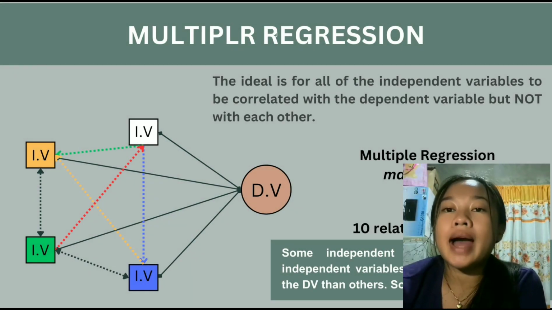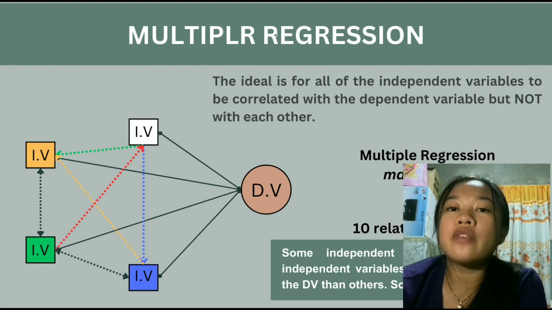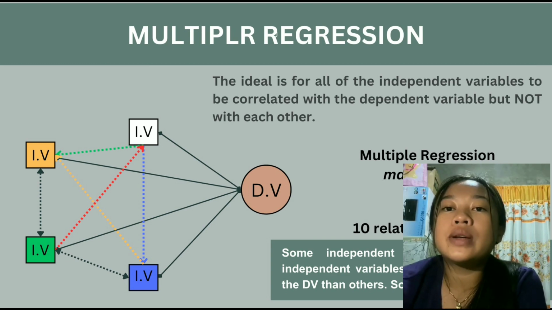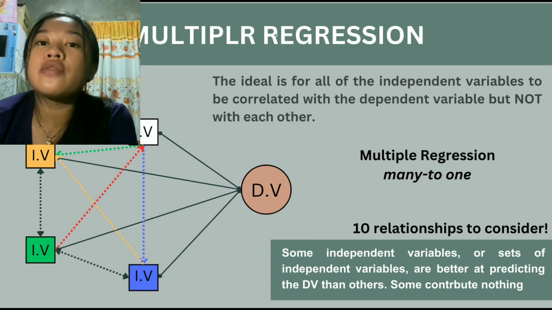Now, let's look at this situation. Here we have one dependent variable and four independent variables. So we know we have four relationships between each independent variable and the dependent variable. So right there, we already have four variable relationships, but we are not done. We have to account for all the relationships between the independent variables, and that's six more. So now, with four independent variables and one dependent variable, we have 10 relationships we have to consider.